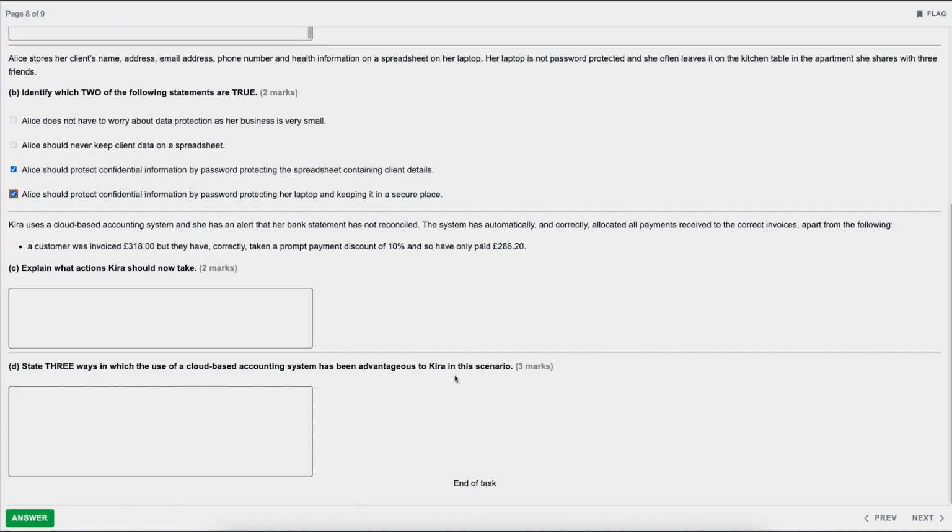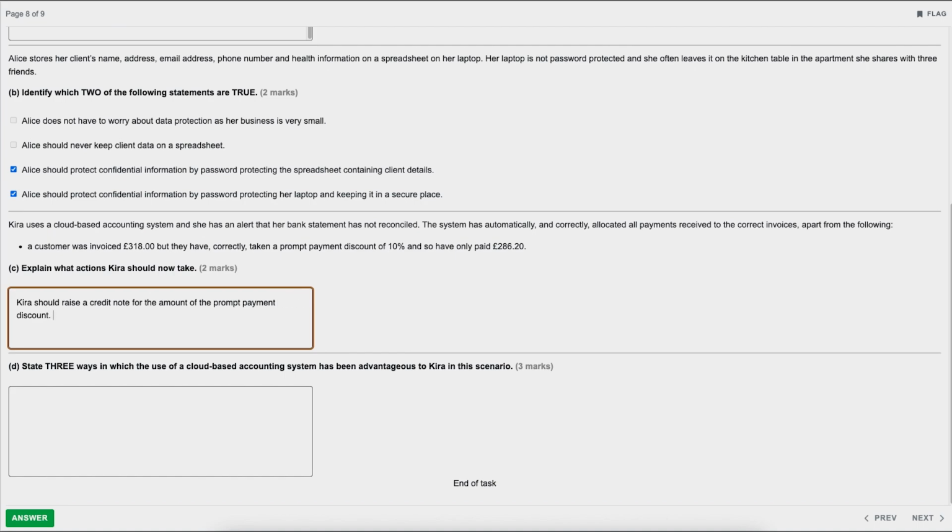So hopefully we know how to deal with these from Introduction to Bookkeeping. However, I appreciate for some of you that may have been some time ago now, but we'll be going through it anyway, so that's okay. So when someone has taken a prompt payment discount, you would then need to raise a credit note for the difference between what the invoice value was, so £318, and the amount that was paid of £286.20. So explain what actions Kira should now take. Kira should raise a credit note for the amount of the prompt payment discount.